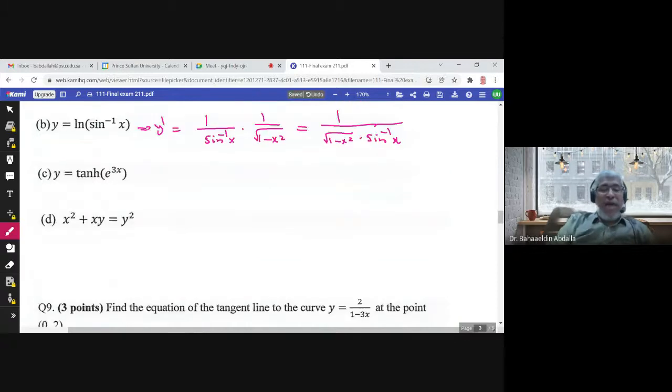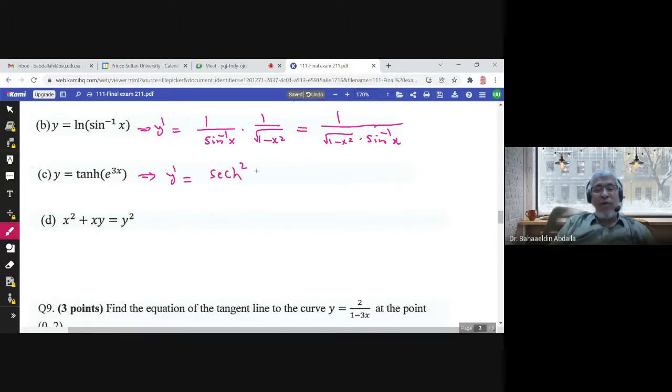Derivative of hyperbolic tan. The derivative of hyperbolic tan is hyperbolic secant squared times the derivative of e to the power 3x, times the derivative of 3x. So I can just write the answer like this.